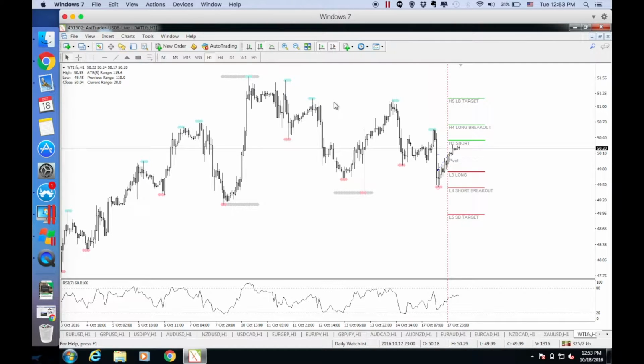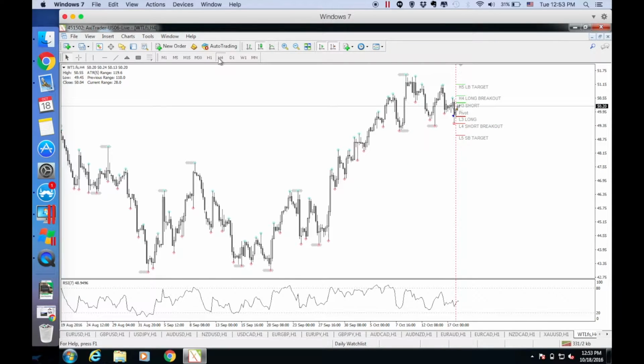This particular trade review that I want to share with you is on the WTI, so it's the oil market. What you see over here, intraday, I always trade on the H1, but if you look at it on the H4, previously it was an uptrend, and then price is currently in a consolidation.